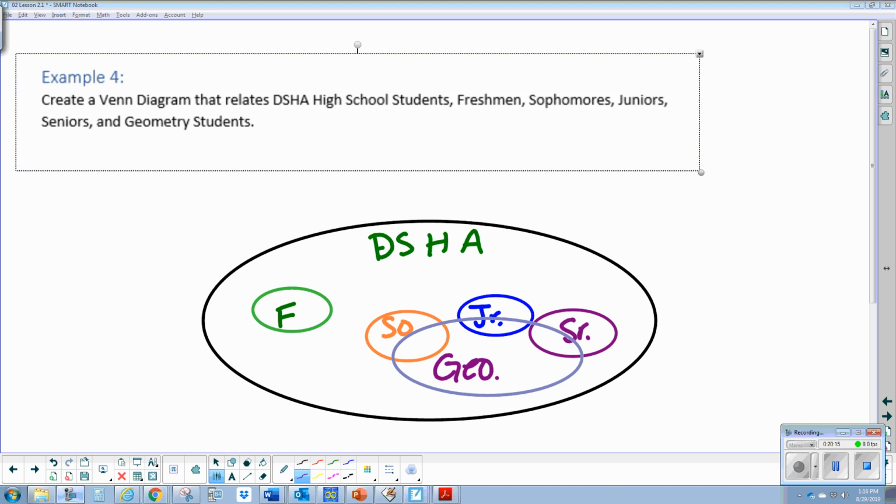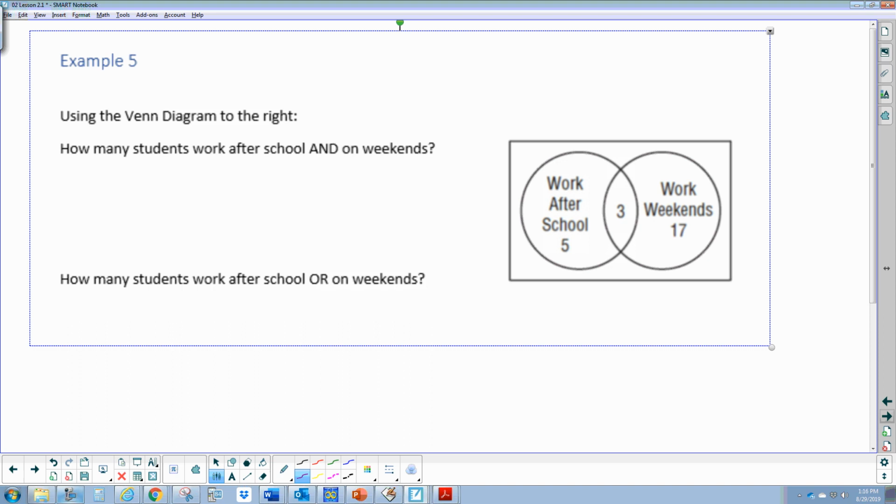So now let's practice reading our Venn diagram. So in this diagram, we have 5 students who work just after school. Okay, they're only in the after school group. We have 17 who work just weekends, and we have 3 that work weekends and after school. So how many students work after school and on weekends? Okay, that's where this overlaps. The after school and weekend circle overlaps, and that's 3 students.